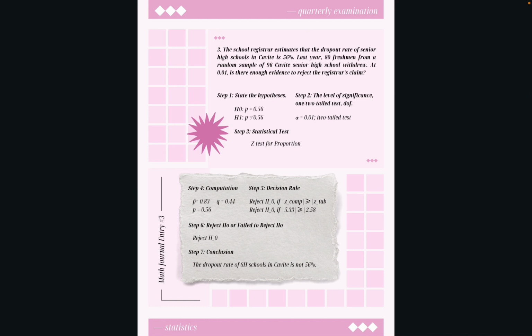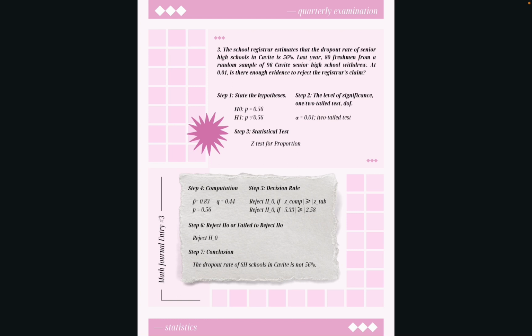So, step 1, state the hypothesis again. H0 is p equal to 0.56, because we converted the percentage to decimal. H1 is p not equal to 0.56.